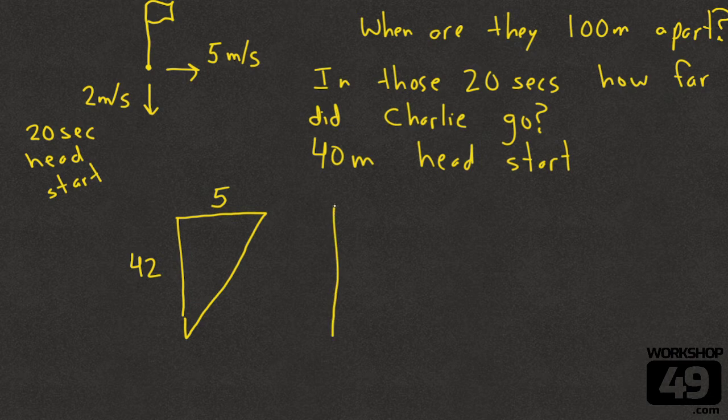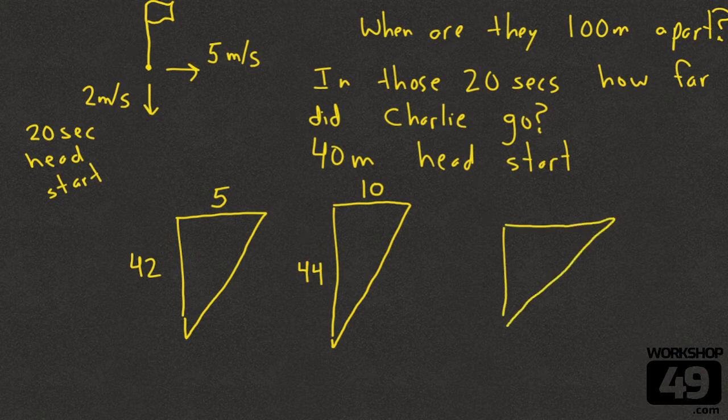And we can repeat this with another triangle and add another second. So after 2 seconds, Jody's side is 10. Charlie's side is 44. We can turn this into our little variable triangle by realizing that Jody's side will always be 5x. And Charlie's side is going to be 2x plus 40. A little different than last time.